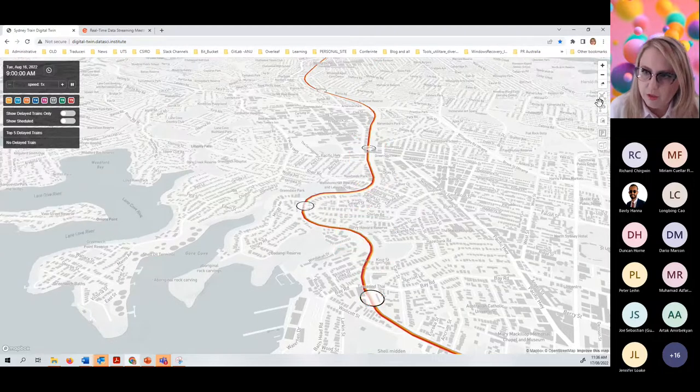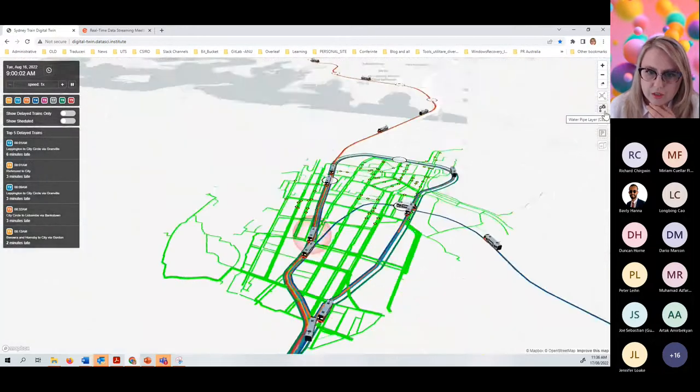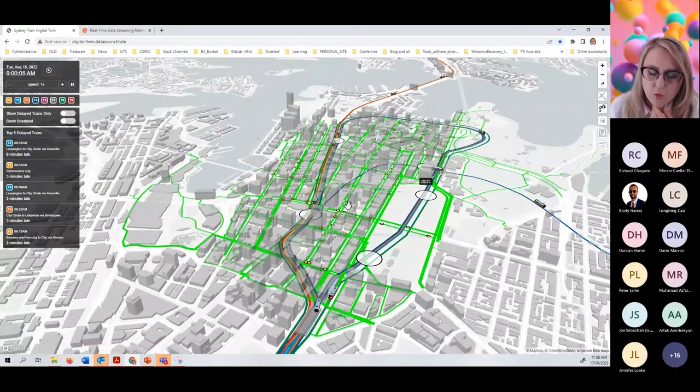Another thing that we wanted to show is the interconnection with the water data streams.